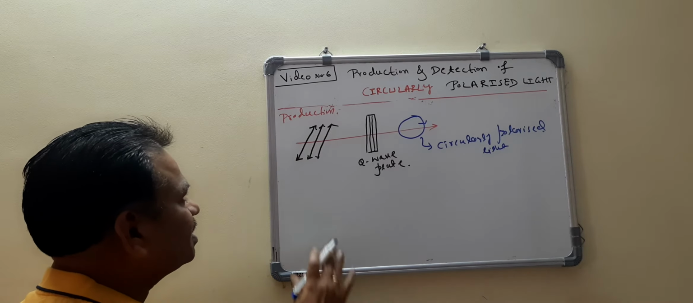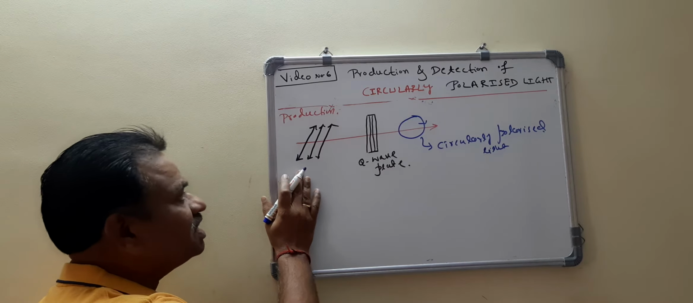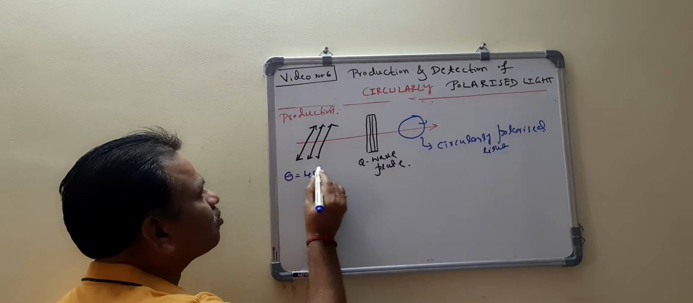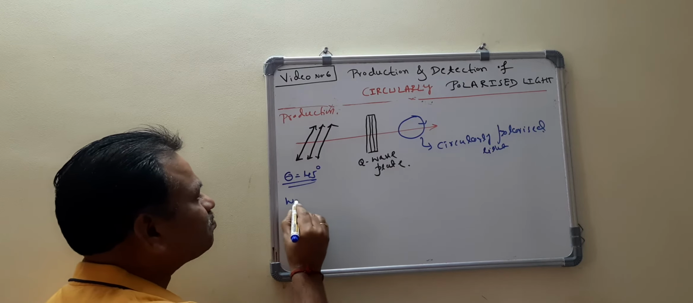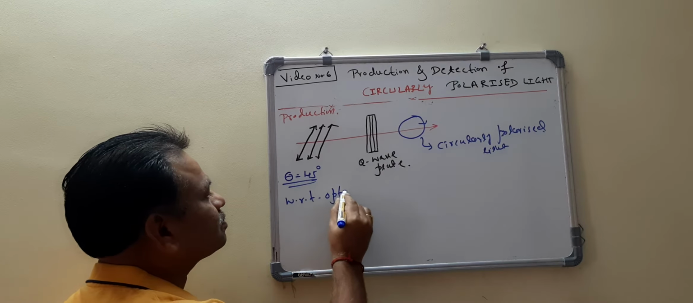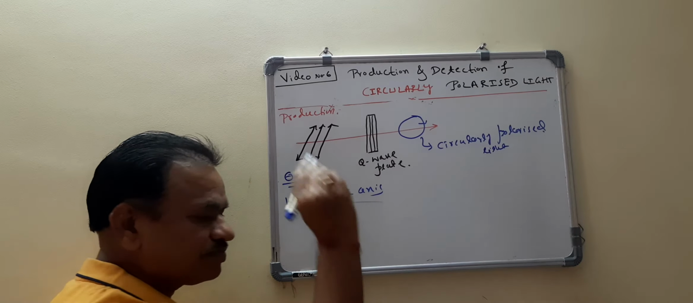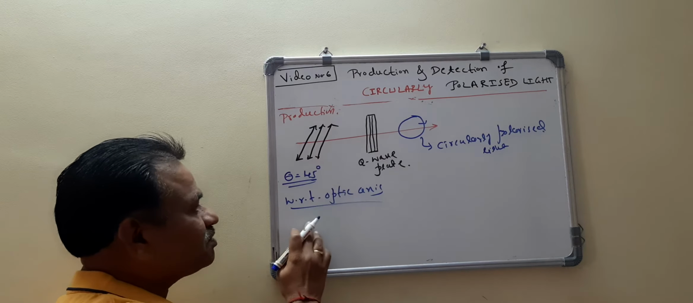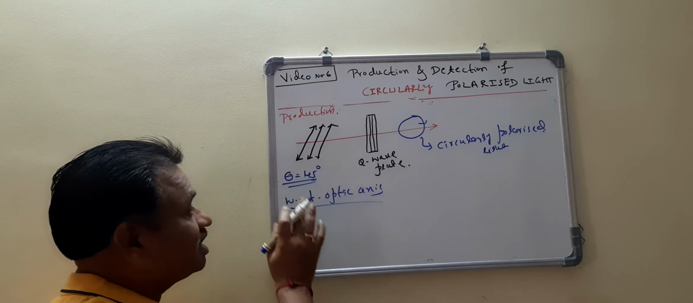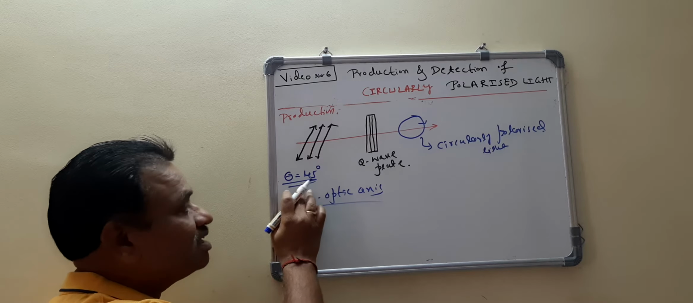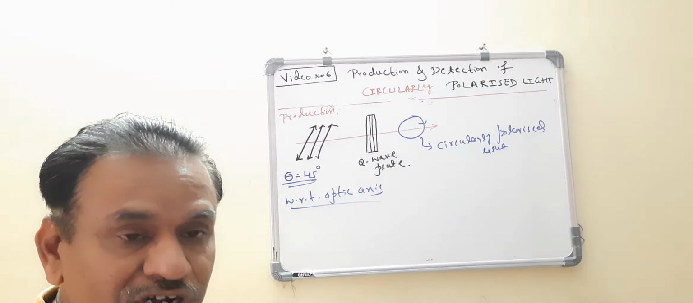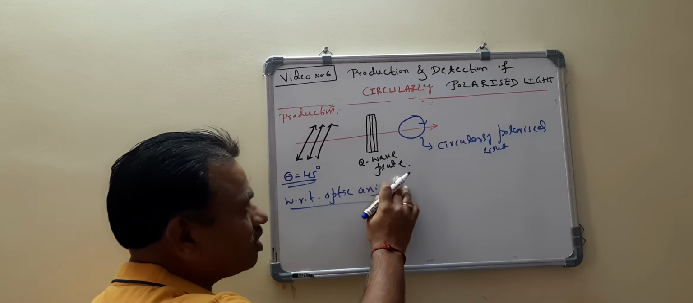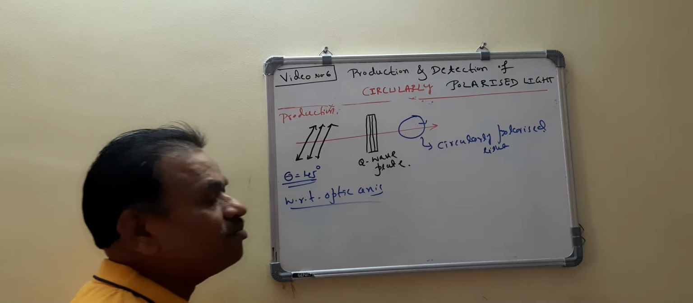Here you see, the light is plane polarized, no doubt. Here the plane of vibrations makes an angle theta equal to 45 degrees with respect to the optic axis. This point is important. Listen carefully: whenever plane polarized light, with its plane of vibrations making an angle theta equal to 45 degrees with respect to the optic axis, is allowed to be incident on the quarter wave plate, circularly polarized light is obtained.